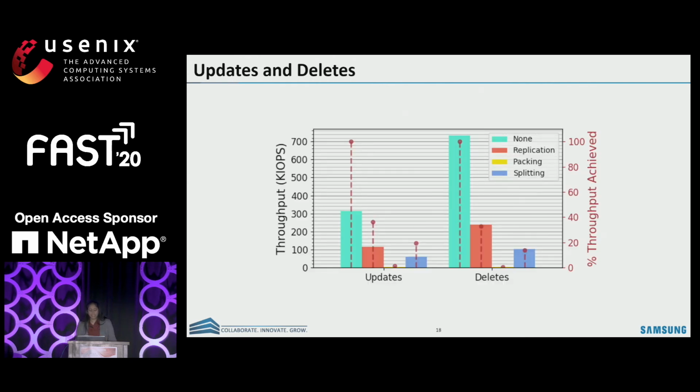So, updates and deletes. We also have mixed value sizes in the paper. You can take a look. On updates and deletes, as I said, packing currently has terrible updates and deletes because it's all synchronous. But replication and splitting have similar performance characteristics as what we saw before, for the insert and the read. And this is just for 4K.